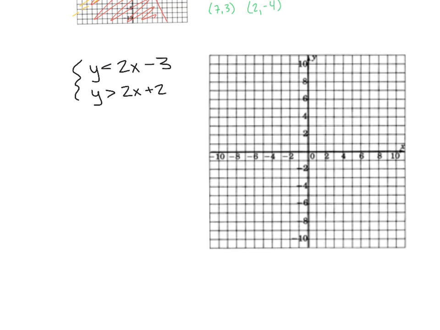So I'm going to do the first in red. Negative 3 is our y-intercept. And then we go up 2 over 1, up 2 over 1, or down 2 over 1, down 2 over 1. And since it's just a less than, we're going to have a dashed line, which means it does not include those points on the line.